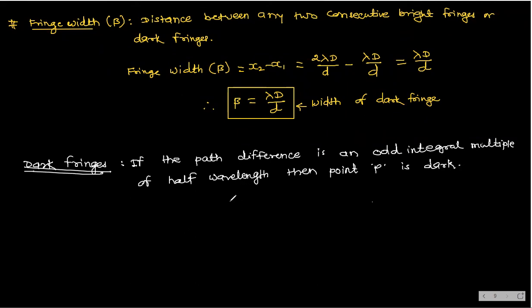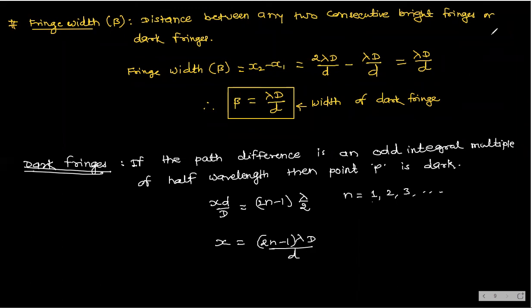For dark fringes, what is the case? xD by d should be equal to (2n minus 1) into lambda by 2, where n is equal to 1, 2, and so on. 0 is not possible because central is bright. And that's why from this, x is equal to (2n minus 1) lambda D divided by 2d.